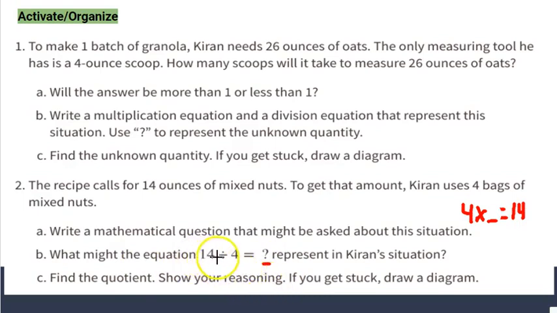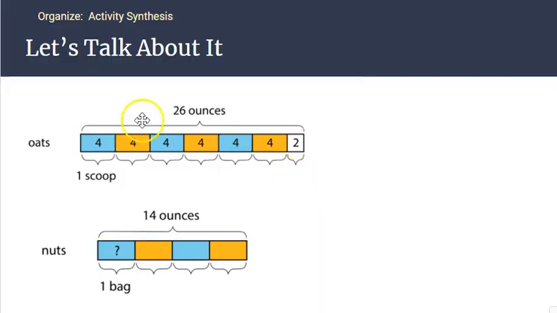So here you're talking about 14 divided by 4, because you're dividing up those 4 bags to find out how many ounces are in each. So this tells you how many ounces are in each bag. So if we use what we were talking about earlier for the first part with the oats, we take that 26 ounces of oats, break it up into 4-ounce scoops. We end up with 6 1/2 of a scoop.